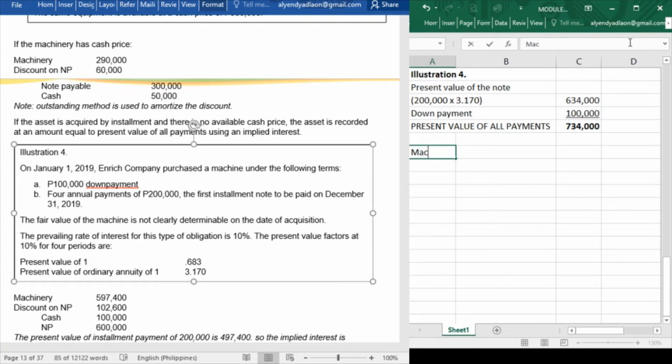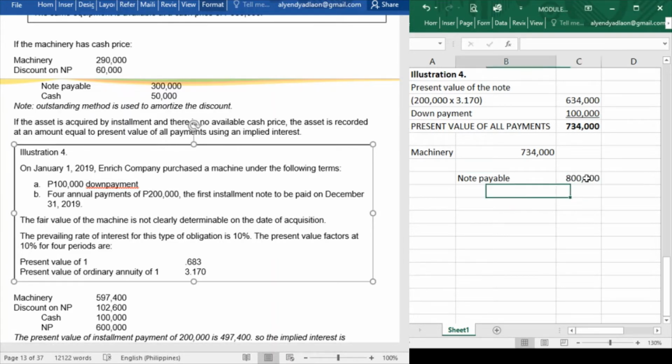Now to journalize, just like in the previous example, we have a debit to machinery of its cash price equivalent, so that is 734,000. Credit to note payable. So how much is our note payable? That is 200,000 multiplied by 4 annual payments, so the note payable is 800,000. And aside from the note payable, we also paid cash of 100,000.